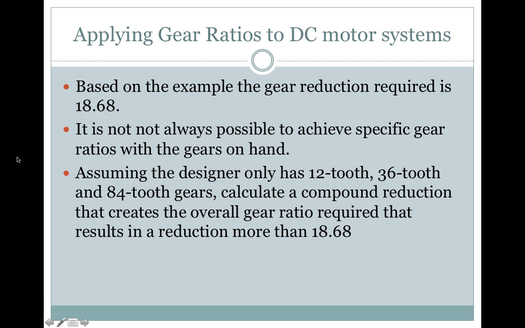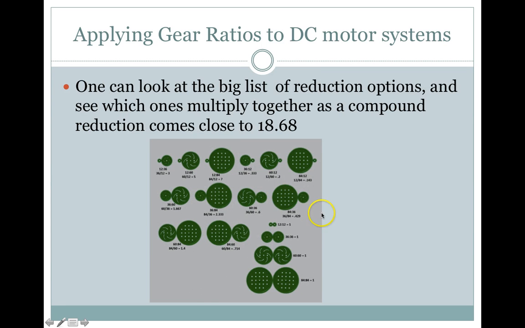It is not always possible to achieve specific gear ratios with the gears on hand. Assuming the designer only has 12-tooth, 36-tooth, and 84-tooth gears, calculate a compound reduction that creates the overall gear ratio required that results in a reduction more than 18.68. So here we have all of our different options. One can look at the big list of reduction options and see which ones multiply together as a compound reduction comes close to 18.68.